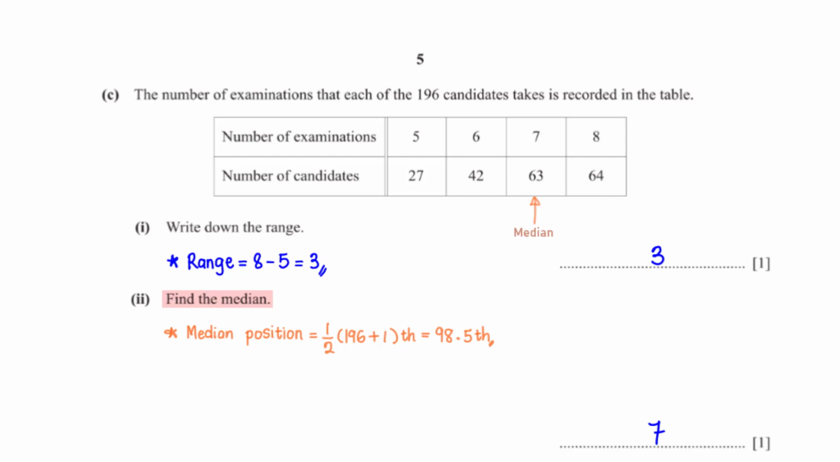Find the median. To get the position of the median, we apply the formula (n plus 1) over 2, where n in this case is 196. This gives us 98.5. This means the median is between the numbers in the 98th and 99th positions. To get the numbers in these positions, we start by adding the frequencies in the table. So 27 plus 42 is 69. 69 plus 63 is 132. This means the numbers in the 98th and 99th positions are both 7. So the median is (7 plus 7) divided by 2, which is 7.